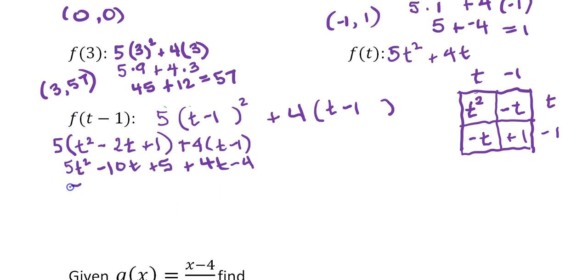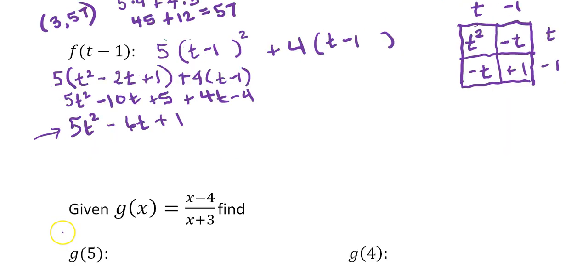So here I've got 5t squared, right? We don't have any other t squareds in here. Here I have a negative 10t and a positive 4t. So that's going to give me a negative 6t. And here I have a 5 and a 4, and it's a negative 4. So I'm going to have 1 is my solution here. Okay, and this would be my answer.